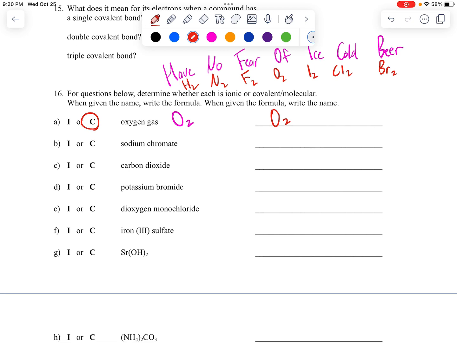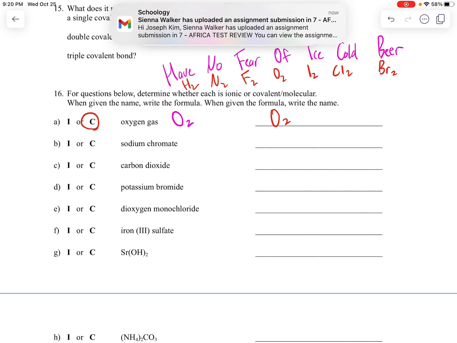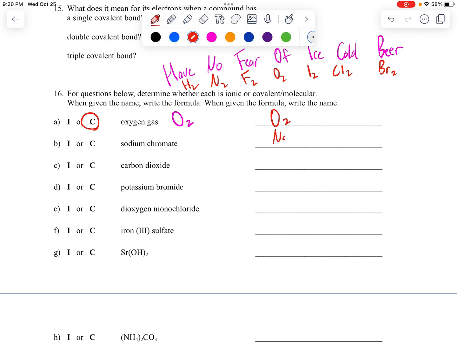What about sodium chromate? We know that sodium is a metal, right? That's Na. And chromate has an "ate" ending, which means you're not going to find it on the periodic table itself, but on the back side of it. It's one of the polyatomic ions, and chromate is CrO4 2 minus, with a charge.